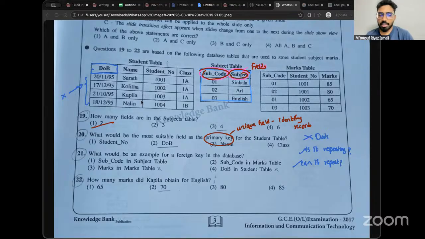Okay, so date of birth is something that can repeat. Now, again, when you come to the name, you ask two questions. First question, is it repeating? Are the names repeating? No. Can it repeat?